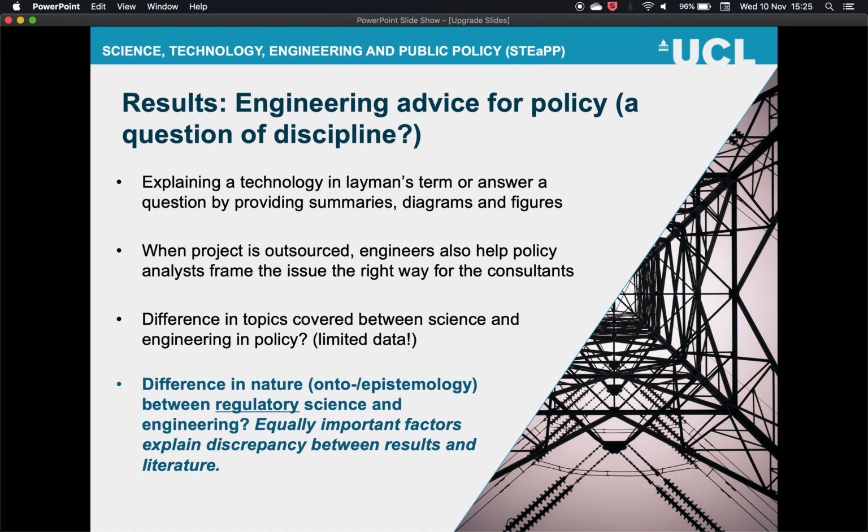The additional data I gathered and the literature review I carried out nuance some of the assumptions that my own project rests on, namely that the difference in nature between science and engineering is what's causing that discrepancy between what we've seen at DEC and then BEIS and the science advice literature. Now, I am more inclined to think there are other equally important factors that are responsible for this discrepancy, and I'll come around to that in the next section.